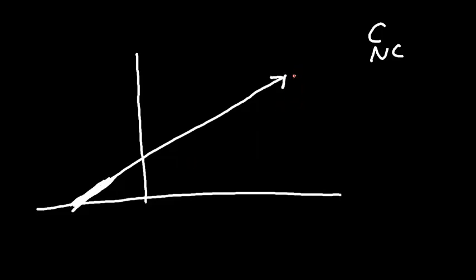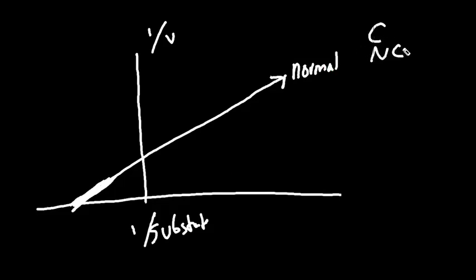So this is with our enzyme and our substrates. So this is 1 divided by substrate, and 1 divided by velocity, and we have our normal enzyme. We have our normal enzyme, we have substrates. This is exactly what we were looking at before, just the reciprocals.